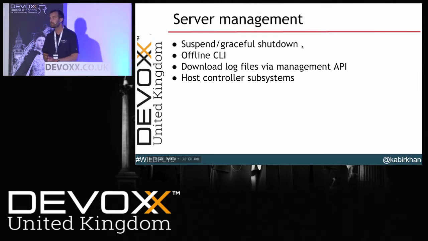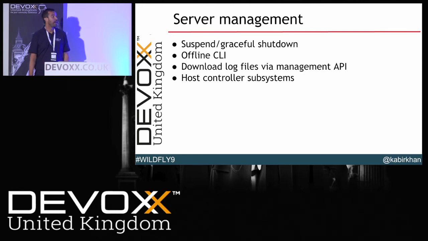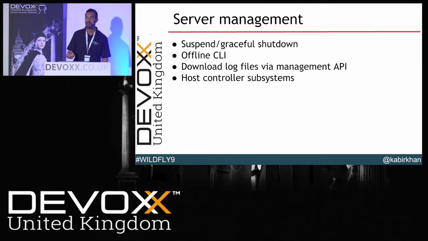So now the server management improvements that we've introduced are suspend and resume and graceful shutdown, which basically means that you can suspend the server and requests that are already being processed will complete, while it will deny any new requests to come in. The offline CLI, which allows you to embed a server process within the CLI process to configure the server as an alternative to doing it remotely over a socket or editing the XML.